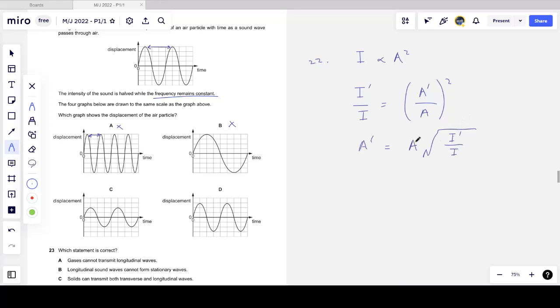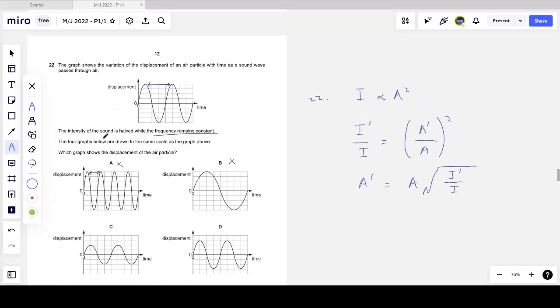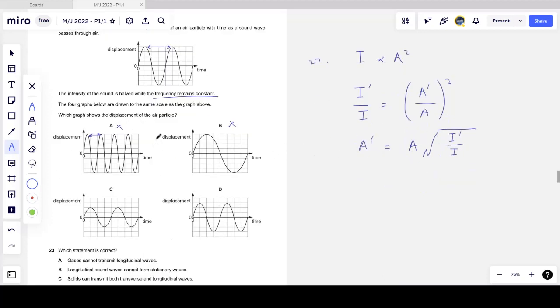Now, why am I doing this? Because if I look at the information given, I'm told that the intensity is halved. And so the new amplitude is the original amplitude times the square root of a half, since that ratio is a half, since the new intensity is a half the old intensity.